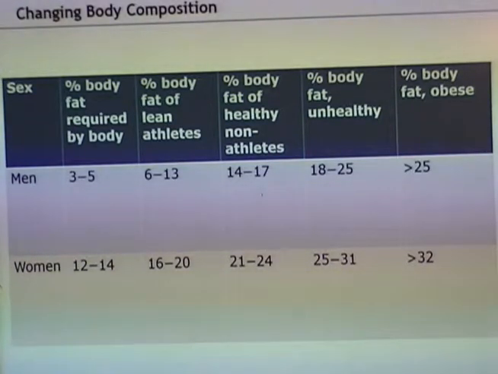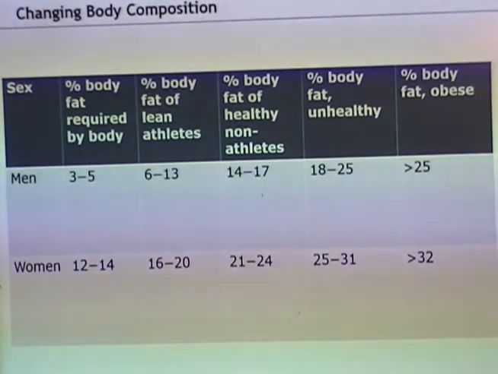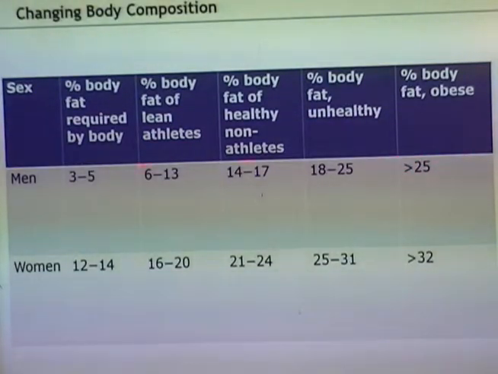And obesity, remember we looked at BMI. To be classified as obese on BMI is greater than or equal to 30, because you come out with a flat number. When we're looking at percentage body fat, it's greater than 25% for a man, greater than 32% for a woman. All right.